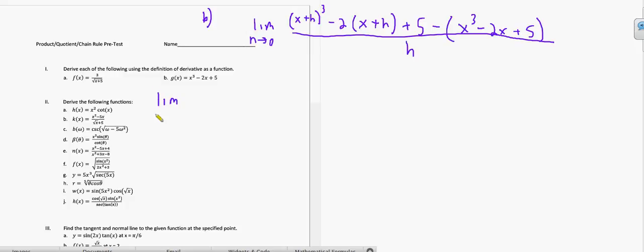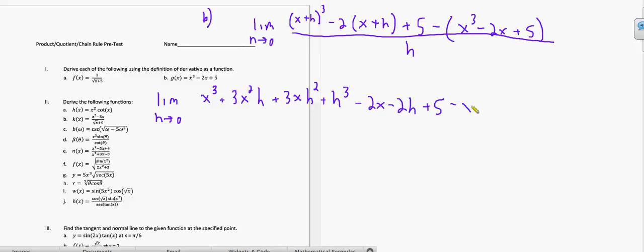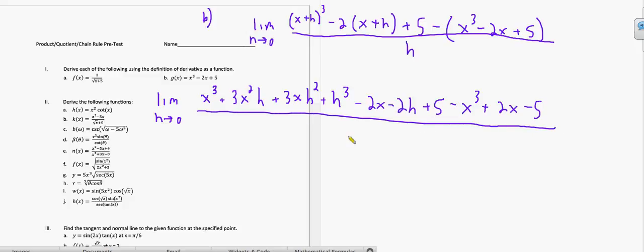Nothing complicated here. So h is going to 0. When you have two things added together and cubed, you get the first thing cubed. So right now I'm expanding out that (x plus h) cubed. Plus 3x squared h plus 3xh squared plus h cubed. If you don't like this, you can FOIL it out if you like. It doesn't really matter to me. Okay, minus 2x minus 2h plus 5 minus x cubed plus 2x minus 5. That's just distributing my negative. All of this is over h.